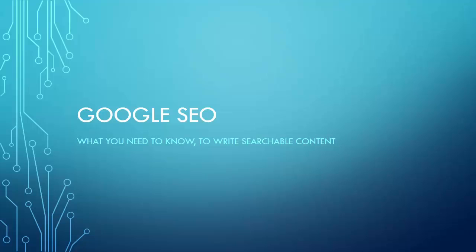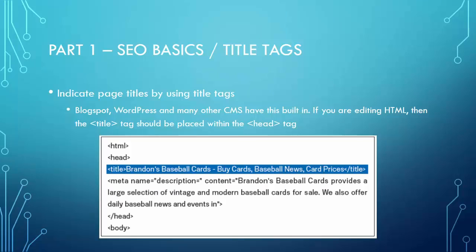So now you've gone through all these steps, you've got the right keywords. Now we need to know, how do we implement those keywords and stay on the right side of Google? The first thing that you need to look at is the title tags. This is basically what is the title of the page or the content which you have uploaded. Things like Blogspot, WordPress, and many other content management systems already have this built in. If you're editing in HTML, then you will need to make sure that you've got the correct title tag and it's placed within the head tag of the content that you're writing about.